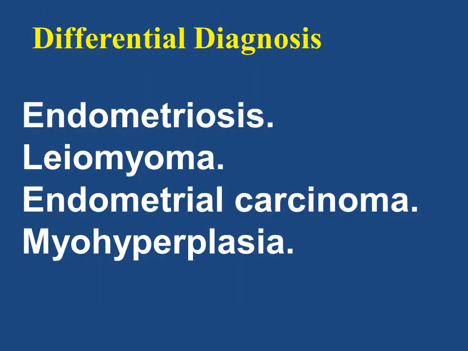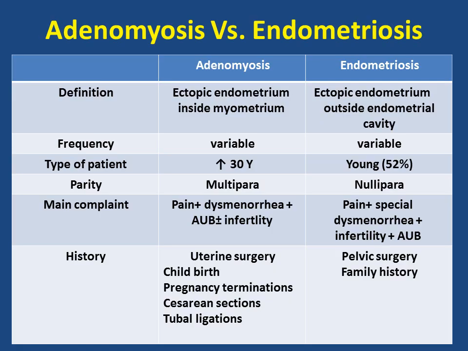Now we have to differentiate between adenomyosis and endometriosis, adenomyosis and leiomyoma, adenomyosis and endometrial carcinoma, adenomyosis and myohyperplasia. The most important is to differentiate between adenomyosis and endometriosis. Both are related to hyperestrinism, but adenomyosis is a local invasion of the myometrium by the endometrium. So the endometrium goes inside the myometrium, but in endometriosis, it is a pelvic endometriosis, which means that the endometrium goes outside the endometrial cavity elsewhere, and it may affect the abdomen, the pelvis, and so on.